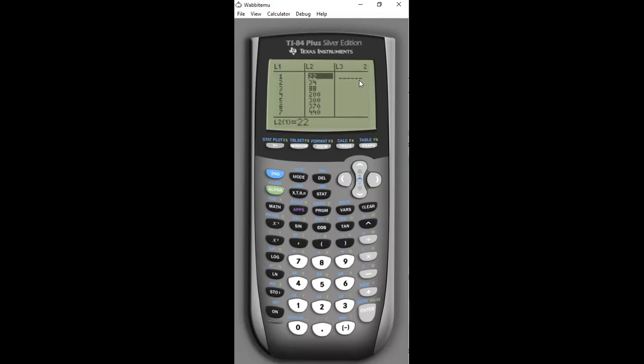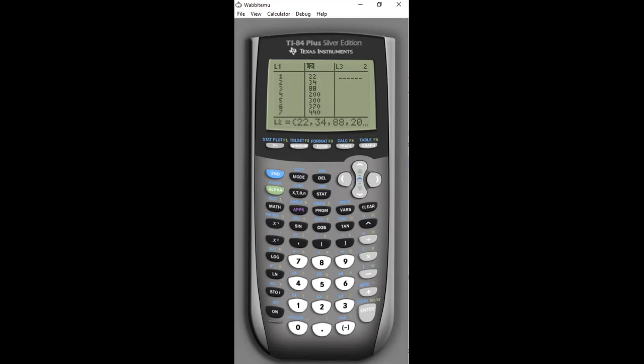In here, I already have the data input. Oh no, I did not input the data here. Let me see. Did I input the data? Oh yeah, I already input the 11 years of data from the data set. So I use L1 as the year, 1, 2, 3, 4, 5, 6, 7, 8, 9, 11, and then L2 is my sales: 22, 34, 88, 200. So I input this.